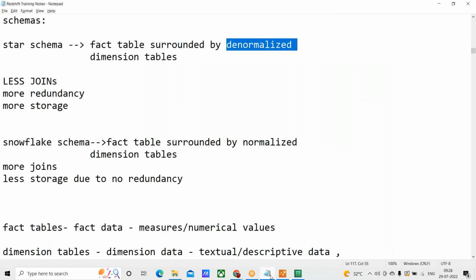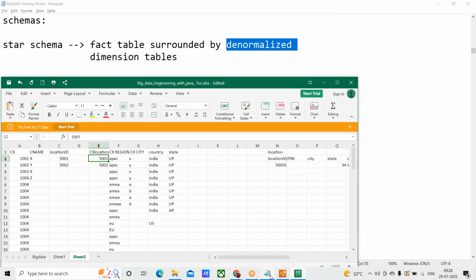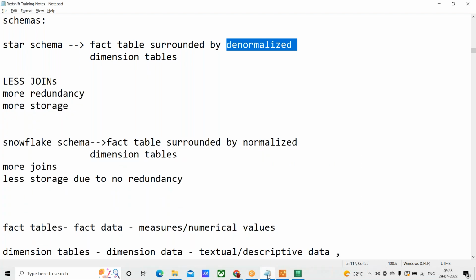Okay, cool. So here the thing is, what is normalization? Normalization means splitting the larger table into smaller tables to avoid redundancy. This is not mentioned in this document, but you can remember it or write it down somewhere. What is redundancy? Redundancy means duplicate data.